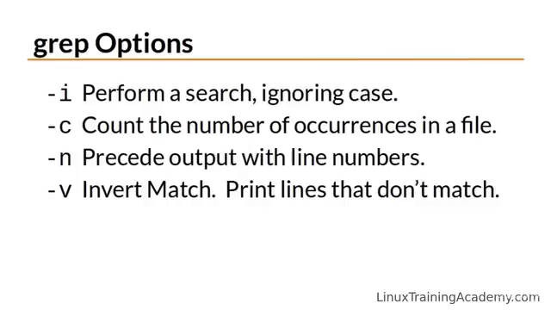-i will perform a case-insensitive search. -c will display the number of occurrences that it finds in a file. -n will precede the output with line numbers. And -v will do an invert match. This returns lines that do not match the search pattern.